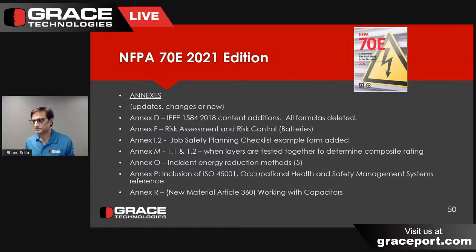And you need to be able to quote it, right? So Annex D, all the formulas were deleted. The risk assessment and risk control Annex F added the battery electrical hazard flow chart. A job safety planning checklist example was added in both 70E and Z462. And then the layering discussion I had earlier, right? The composite layering, this total system rating, that was some minor updates in Annex M.